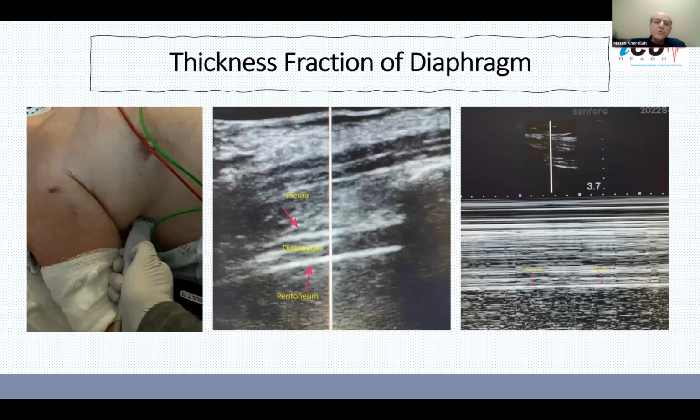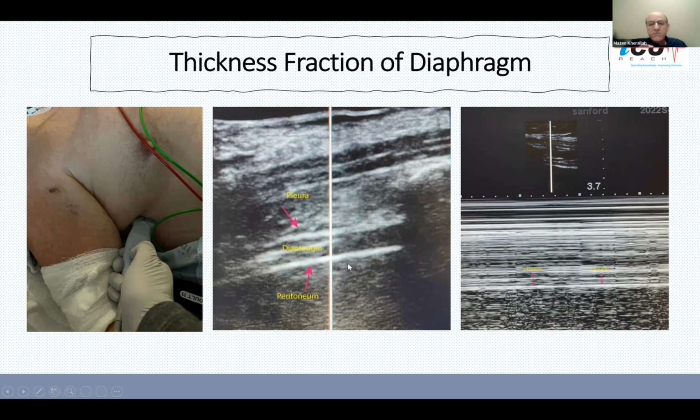The other thing that you can do is look at the thickness fraction of the diaphragm. This is done with the lateral approach between the anterior axillary line and the middle axillary line. You look at the diaphragm, and you can see the pleura and the peritoneum. In between is the diaphragm. It's usually 3 lines, very easy to get.